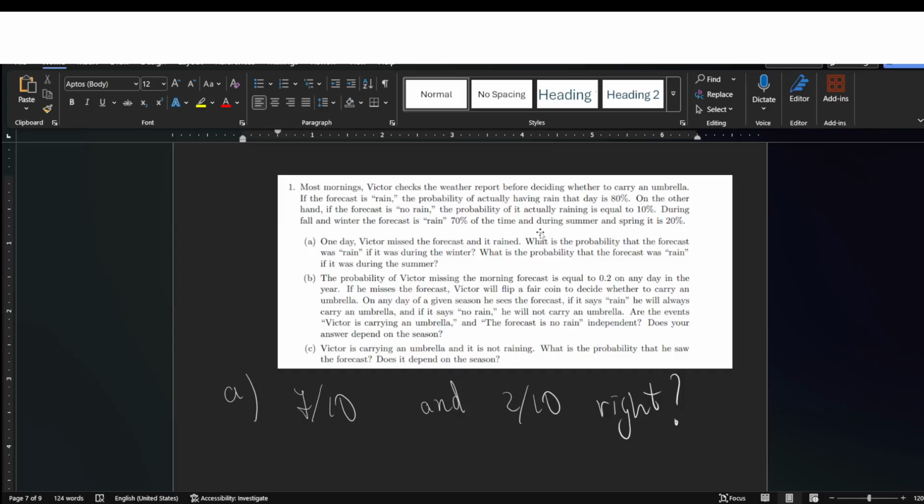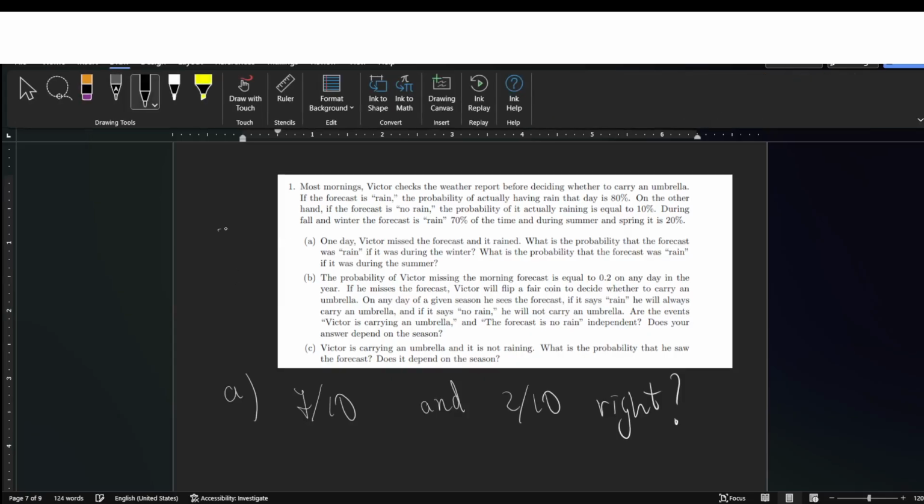Okay, let's go. Look at that. If the forecast is rain, the probability of actually having rain that day is 80%. Okay, so how should I do that? P of A, rain, right? The forecast is no rain, which means... no, hold on. The probability of it actually raining is equal to 10%.